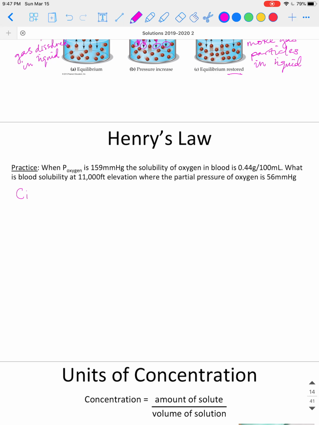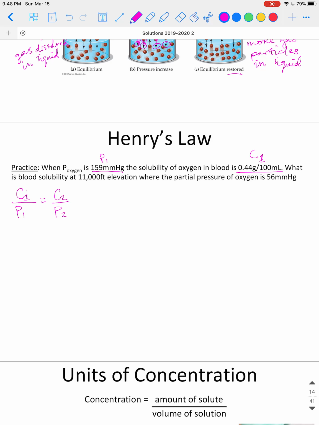So I'm just going to write the law over here. C1 over P1 equals C2 over P2. So let's read this practice problem. It says when the pressure of oxygen is 159 millimeters of mercury, this is units of pressure, so this is P1. At this pressure, it says the solubility of oxygen in blood is 0.44 grams per 100 ml. So this is units of concentration, so this is C1.